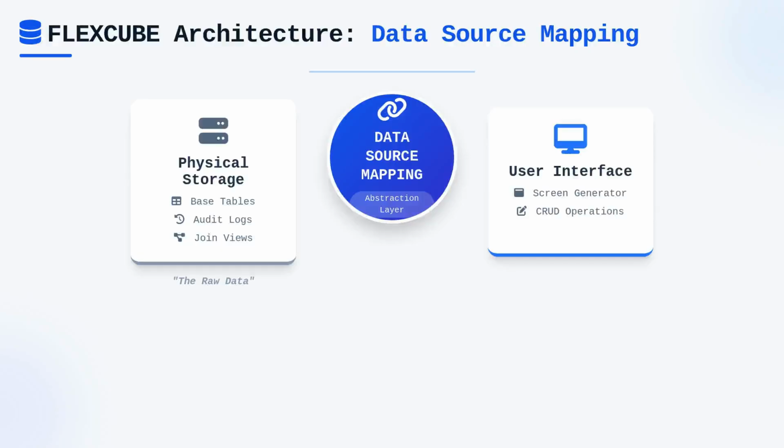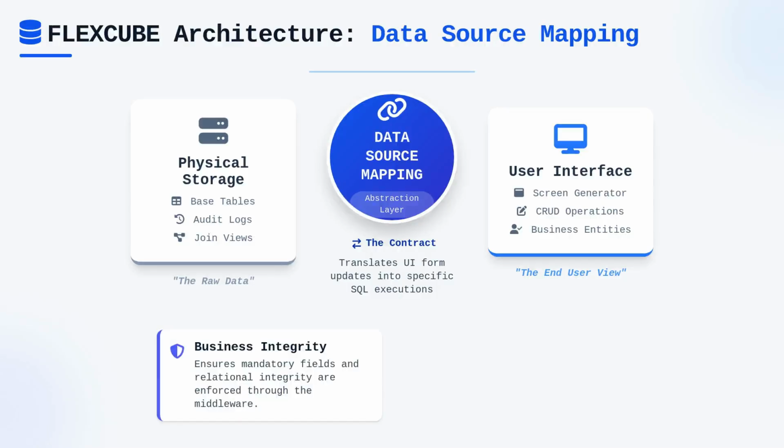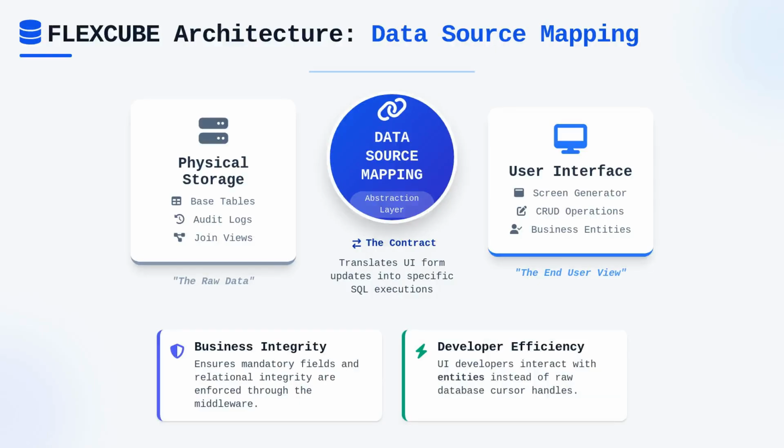When you define a mapping, you are essentially establishing a contract that dictates how the application server should translate a field update from a form into a specific SQL execution. The mapping defines the scope of available attributes and ensures that mandatory fields are handled according to the defined business rules as they travel through the middleware.